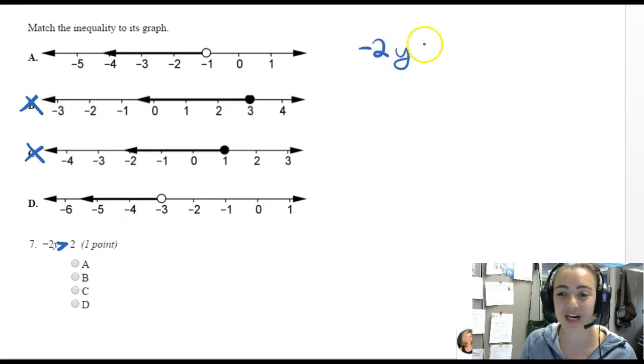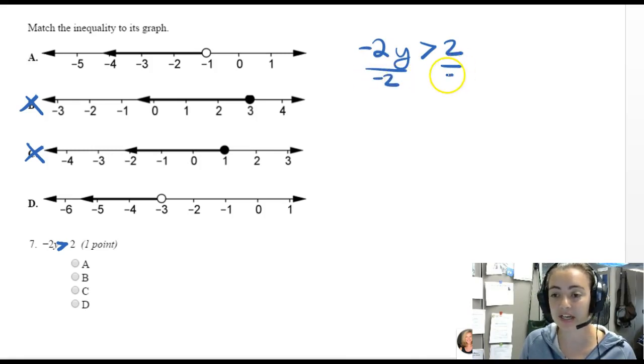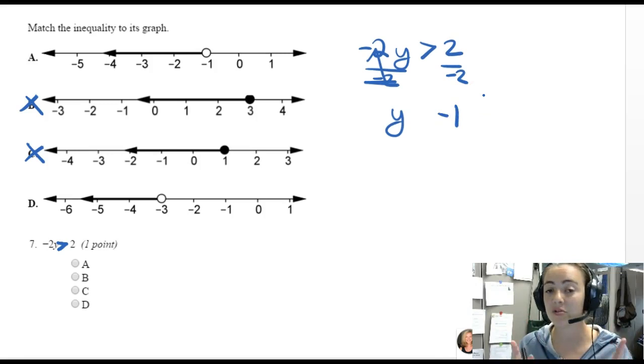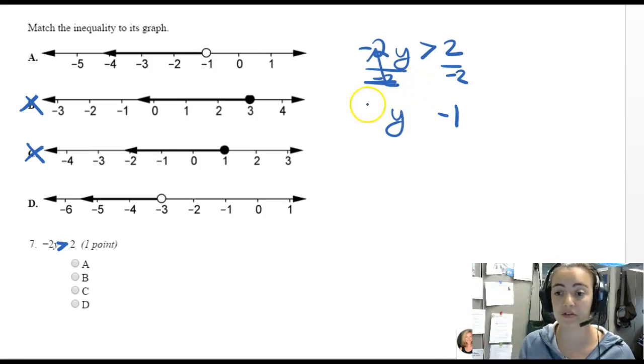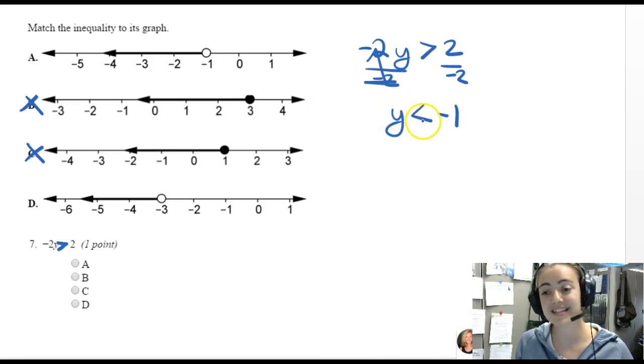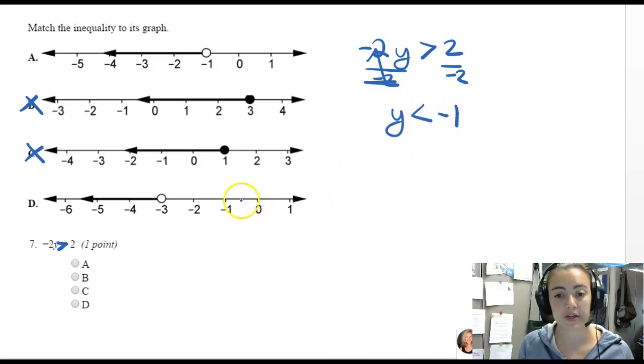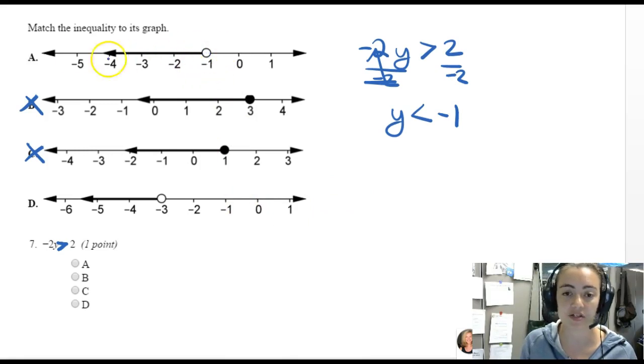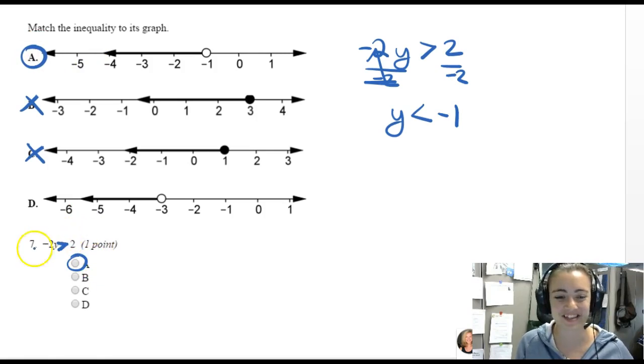So we have negative 2y is greater than 2. To get y by itself, negative 2 times y, the inverse is divide by negative 2. Negative 2 divided by negative 2 is 1, so we have y. 2 divided by negative 2 is negative 1, and remember, since we divided or multiplied by a negative number, we gotta flip the inequality symbol. So we have y is less than negative 1. So we have negative 1 right here. This is pointing towards the lower value, so it looks like A is our answer.